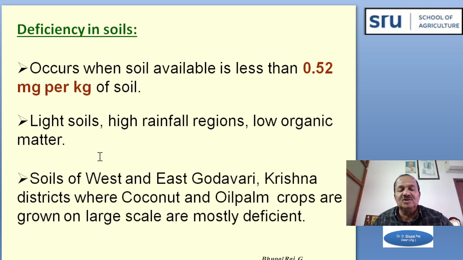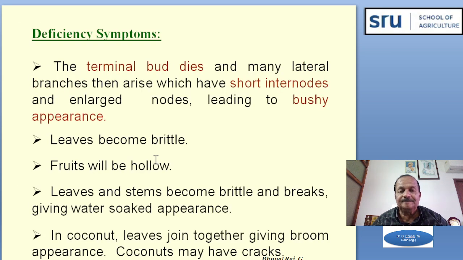In the Telugu states, in erstwhile combined Andhra Pradesh, the soils were analyzed. The soil survey indicated that the West and East Godavari districts and Krishna districts of the combined Andhra Pradesh, where coconut and oil palm are the predominant crops on a large scale, are the most probable areas of boron deficiency in those crops.